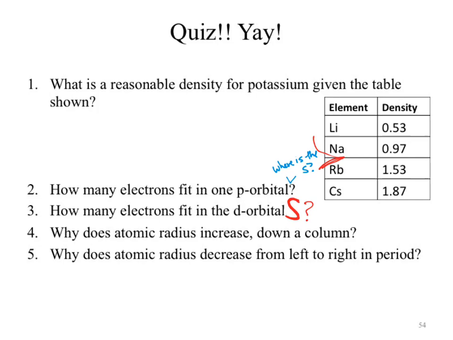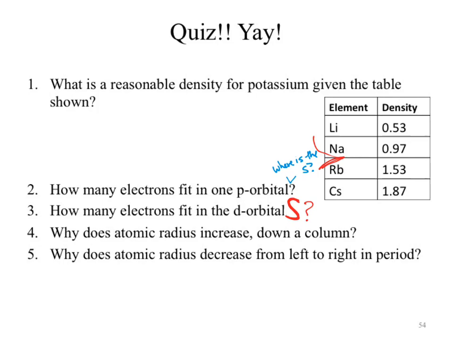It is, but do you have more information? As we move from lithium to sodium, it goes up by 0.4. As we go from rubidium to cesium, it goes up by 0.4. So our potassium should be somewhere in that range. It clearly can't go up exactly by 0.4 because then we start to get too close to the rubidium. So we might just average that distance and hit somewhere at the 1.2 range. Perfectly acceptable. How many electrons fit in one p orbital?